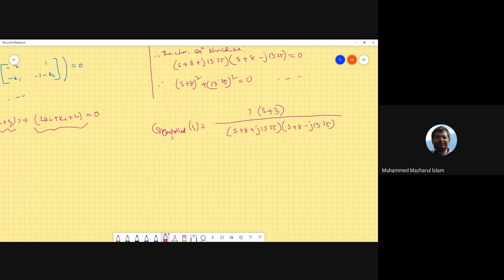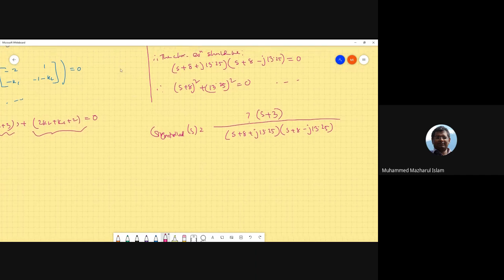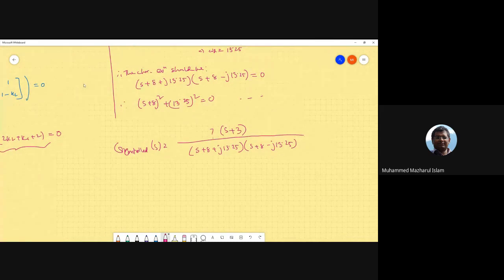So your actual response will not have 0.5 second settling time and what percent overshoot? 15%. It will not have that percentage overshoot. It will be different, something different. So you can check whether this is true or not, whether having a zero affects the response or not.